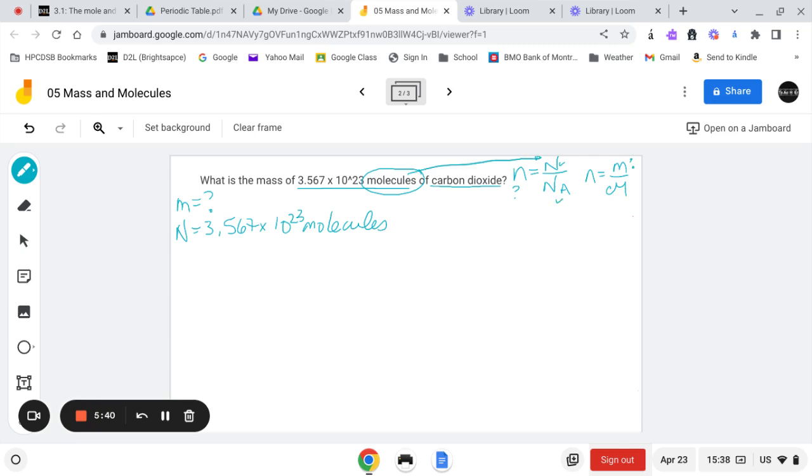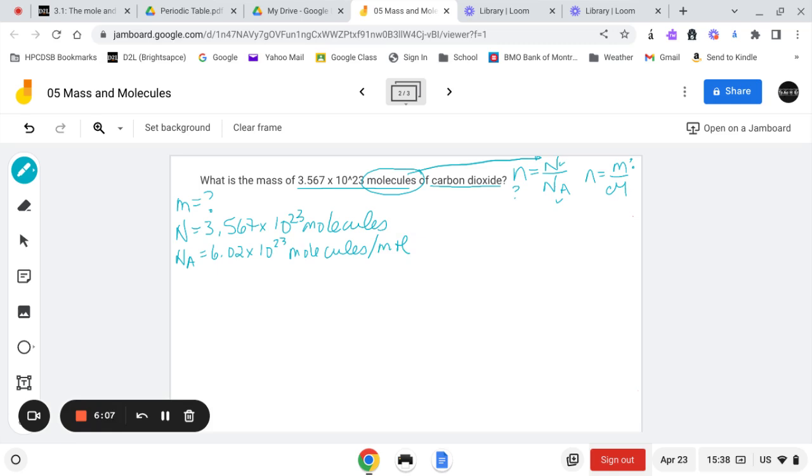And we do know Na, that's Avogadro's number. Okay, so that's the constant, 6.02 times 10 to the 23. So you'll recall, they will not give you that number. They assume you know it. And because this is a compound, we're going to call this molecules per mole. So for 1 mole, there would be that many molecules.